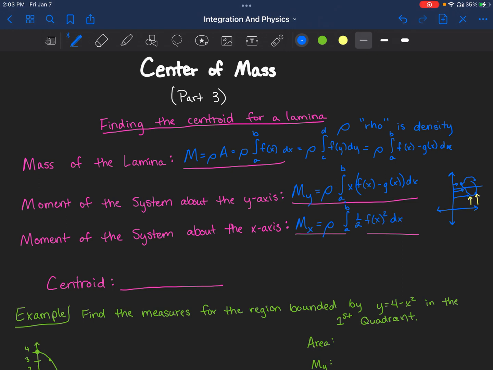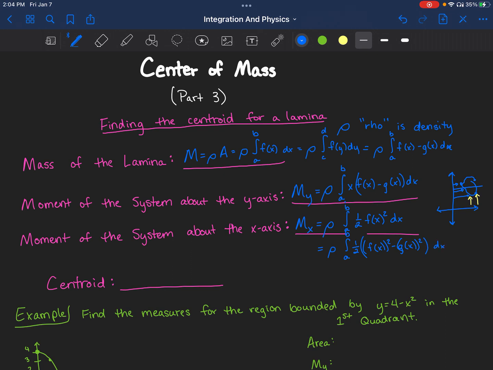Now I'm going to tweak this a little bit if we have two functions. It's still going to be rho. It's still going to be from A to B. It's just going to be 1/2 of f of x squared, and I'm going to use a big set of parentheses, minus g of x squared, and all of that is multiplied by 1/2.